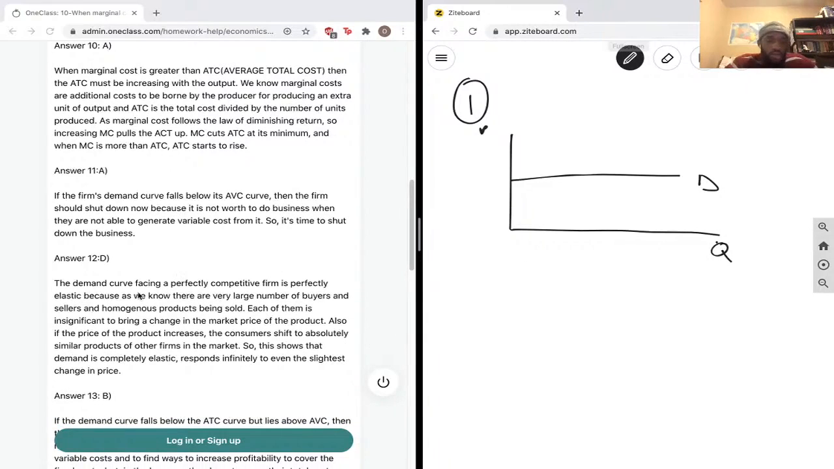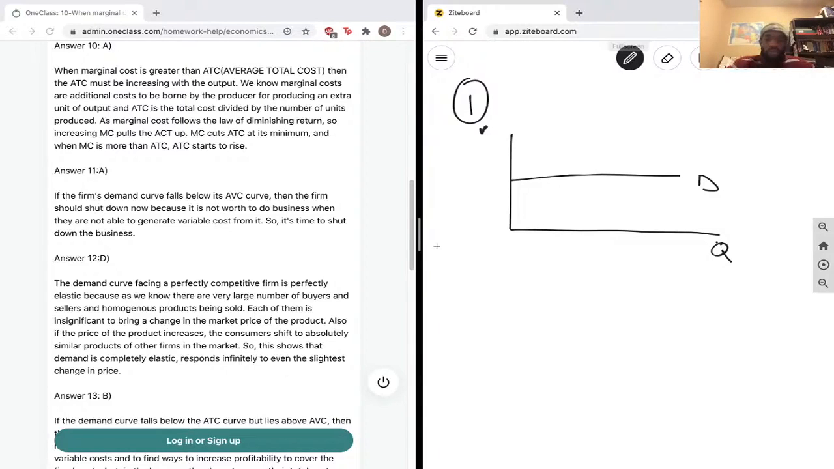Our tutor said the demand curve facing a perfectly competitive firm is perfectly elastic because, as we know, there are a very large number of buyers and sellers, and homogeneous products are being sold. Each of them is insignificant and cannot bring a change in the market price of the product. Also, if the price of the product increases, consumers shift to absolutely similar products in the market. So this shows that demand is completely elastic, responding infinitely to even the slightest change in price.